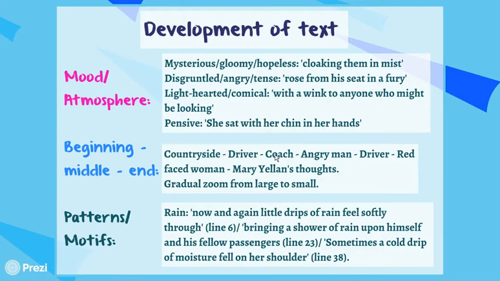Then finally, in terms of patterns and motifs, hopefully you will have recognised that we have the recurring image of the rain. So in line 6, we've got "now and again little drops of rain fell softly through." A bit later on, we've got rain again, "bringing a shower of rain upon himself and his fellow passengers." And then right at the end of the extract, we've still got that motif of rain. "Sometimes a cold drip of moisture fell on her shoulder."